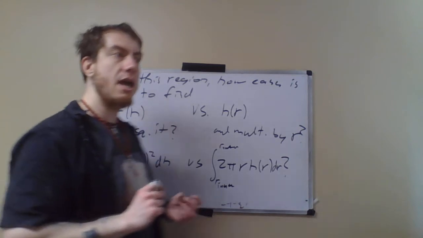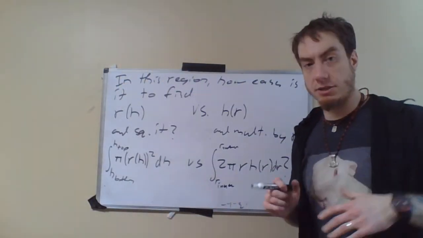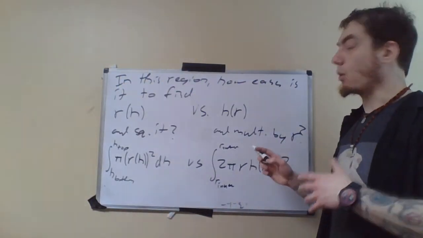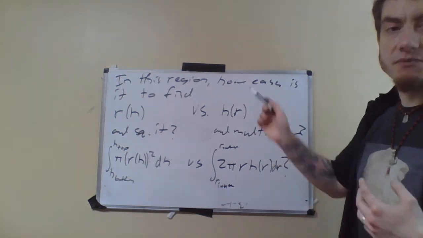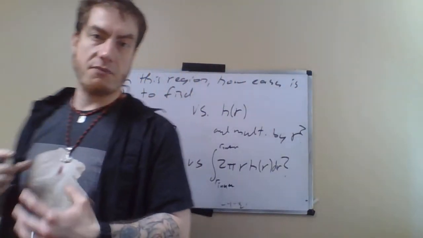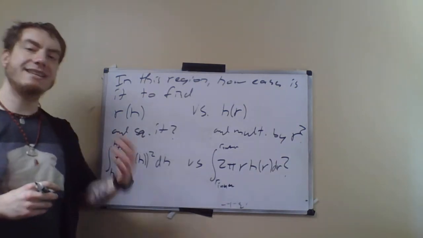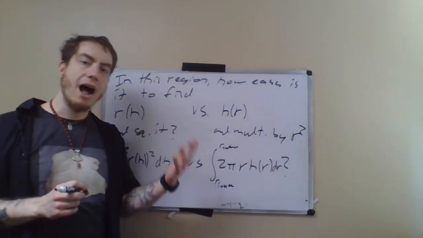So as you practice these, try to always keep in mind which one is easier, which one is harder. And at least one of the problems on your homework is going to ask you to find a volume using both of these methods. And then you can think about, okay, which one was easier in this case? And why was it easier?